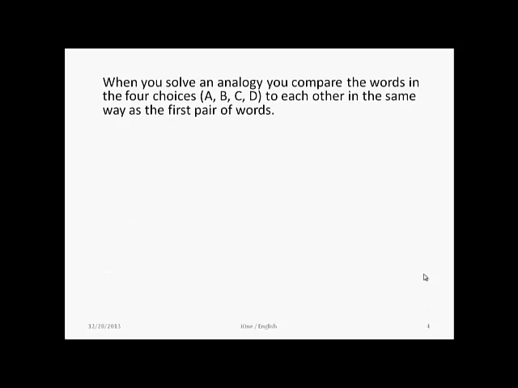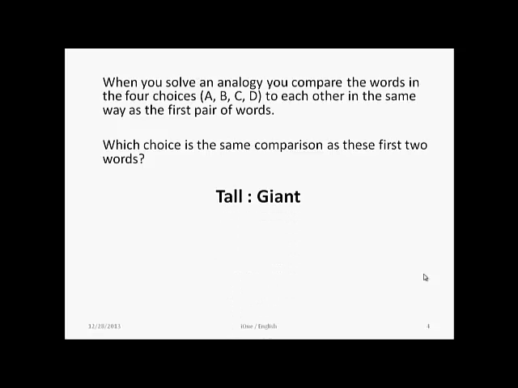Well, when you solve an analogy, you compare the words in the four choices A, B, C, D to each other in the same way as the first pair of words. Then you ask the question, which choice is the same comparison as these first two words? So, when we say tall is to giant, we have the options A, tire is to car, B, window is to house, C, high is to mountain, and D, red is to sunset.